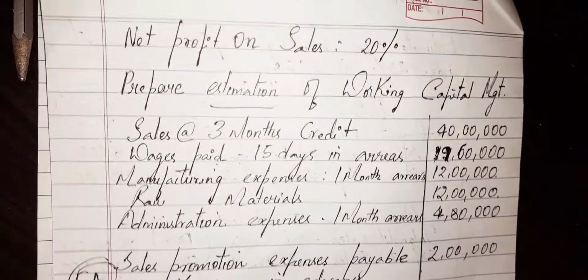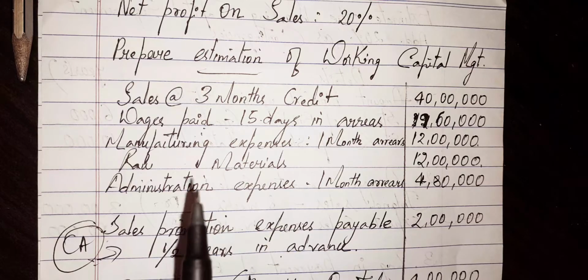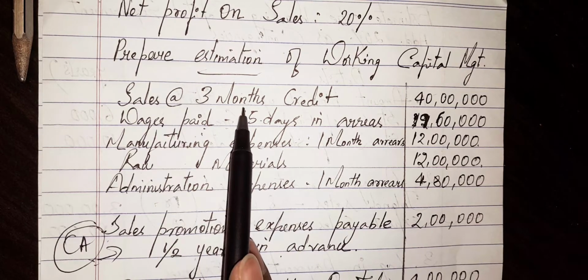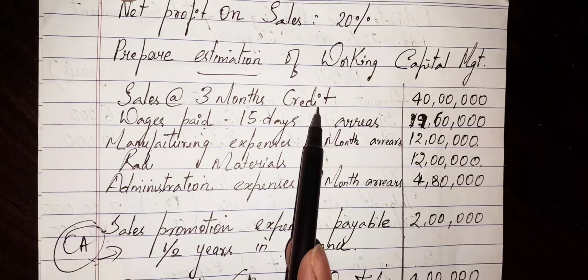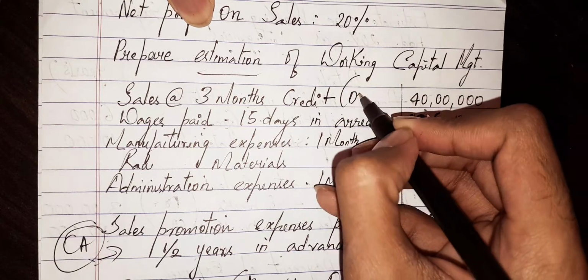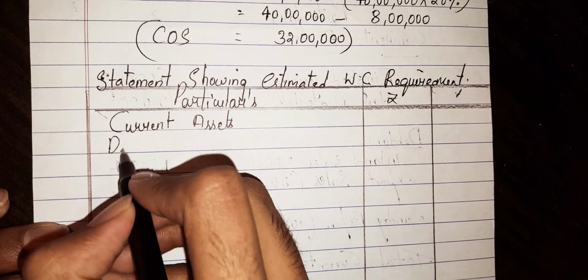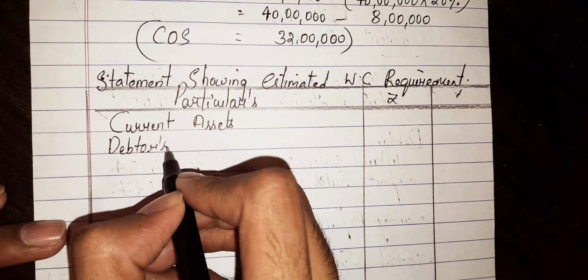So here the information is that sales they have done at 3 months credit. So credit sales is nothing but debtors. Debtors is nothing but current assets. So debtors, 3 months credit, they have said.